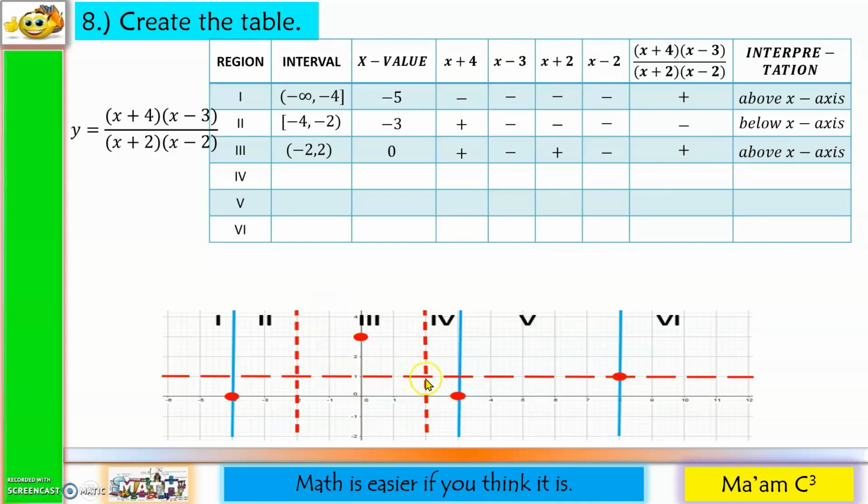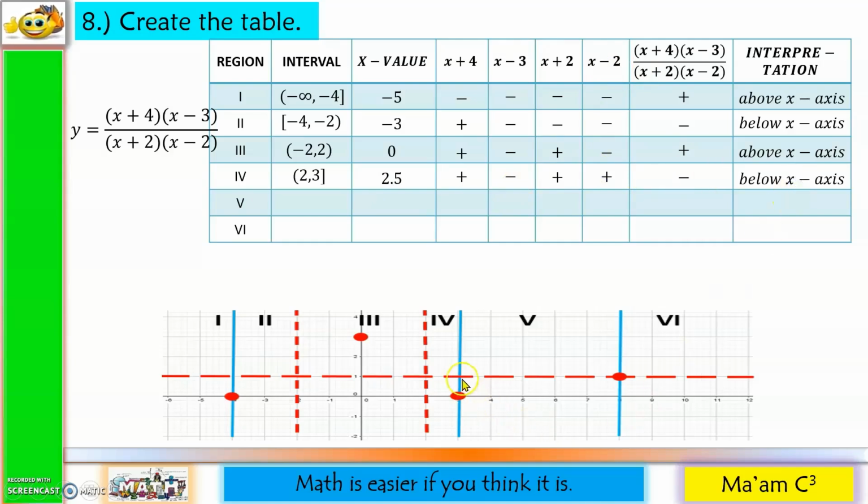Next, let's have region 4. So region 4 is from positive 2 to positive 3. Positive 2 not included, positive 3 included. So we have 2 to 3. Not included, parenthesis, included, bracket. Assign a value from region 4, let us say 2.5. Let's substitute 2.5 plus 4, positive. 2.5 minus 3, negative. 2.5 plus 2, positive. 2.5 minus 2, positive. There is only one negative and 1 is an odd number. Therefore, this is negative, below the x-axis.